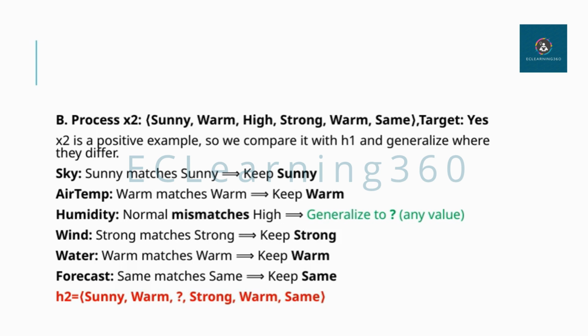In this case, sky is sunny in both, so we keep sunny. Air temp is warm in both, so we keep warm. Humidity differs. We have normal here, but the example shows high, so we generalize to a question mark. Wind matches strong, so we keep strong. Water matches warm, so we keep warm. Forecast matches same, so we keep same. This results in our new hypothesis: sunny, warm, ?, strong, warm, same.